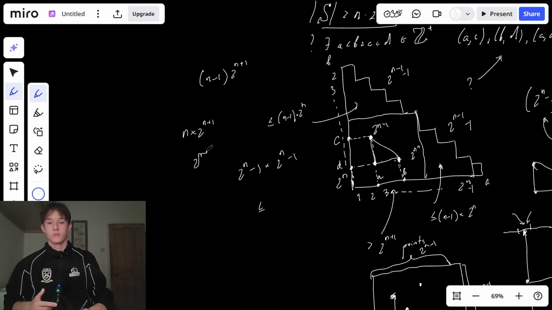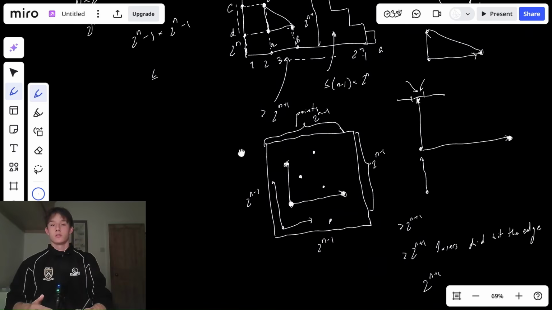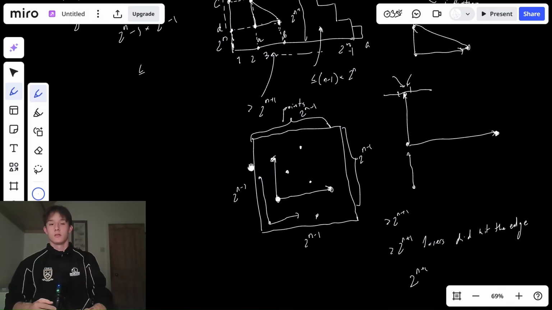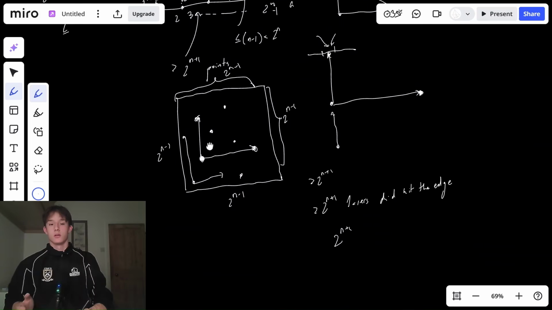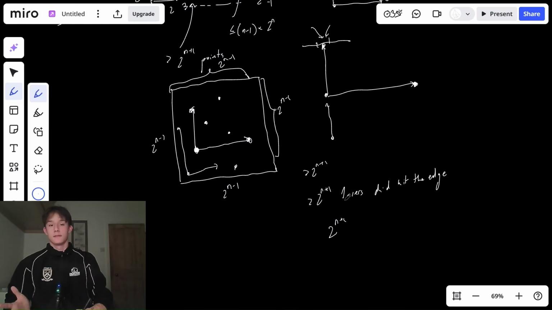So this 2 to the power of n plus 1 is the total amount of points inside the 2 to the power n minus 1 by 2 to the power n minus 1 square. And as you can see, we have a square that's of size 2 to the power of n minus 1 by 2 to the power of n minus 1, which totals to 2 to the power of n, which is less, obviously. So that's not enough points.